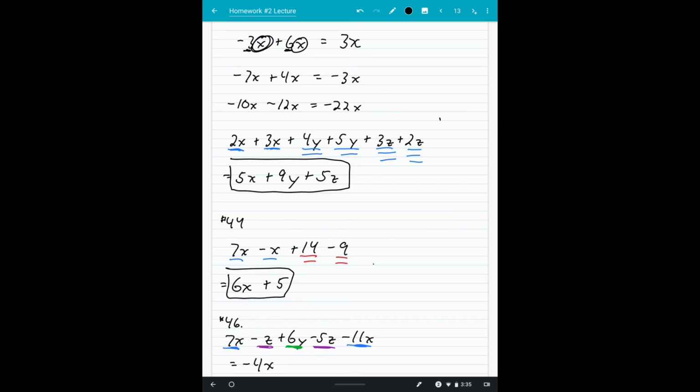Then let's go ahead and do y. There's no y's to combine, so we just bring it down, put plus 6y. Then do the z's. This is a negative 1 minus 5. That would make negative 6z.